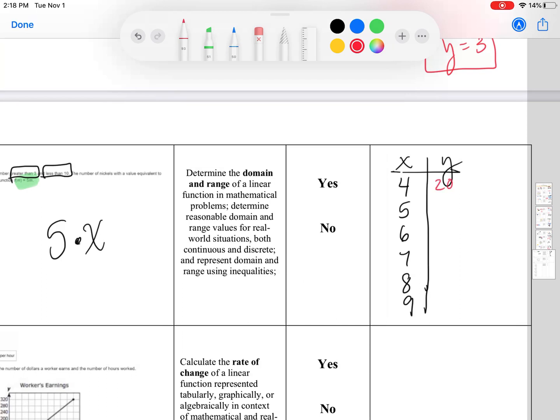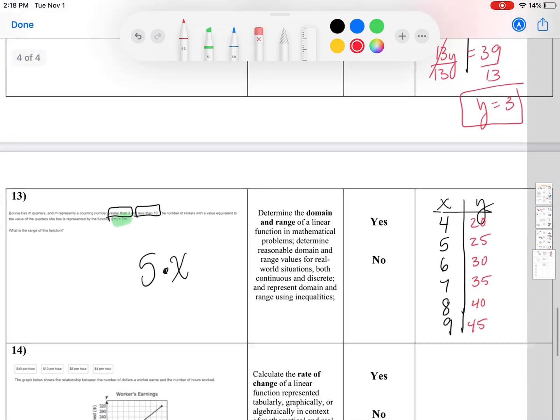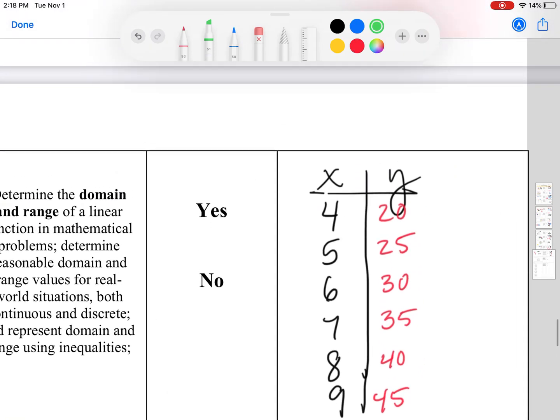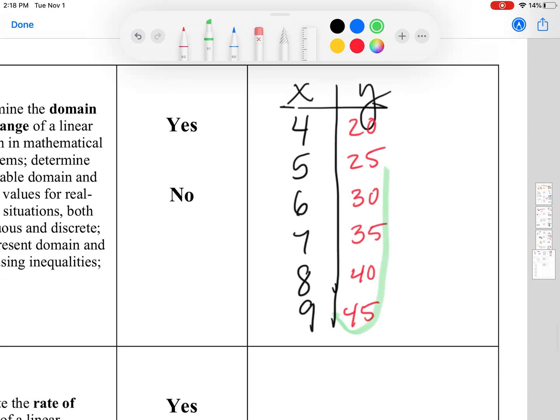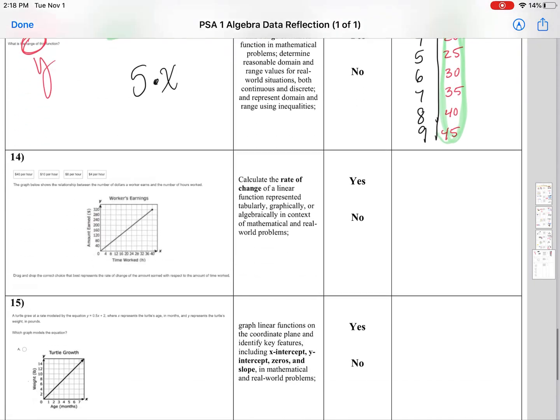5 times 4 is 20. 5 times 5 is 25. 5 times 6 is 30, 35, 40, 45. So this is the table that represents the situation. The question is, what is the range? Well, we know range is y, so my range are all of my y values. Okay, so that's the correct answer for 13.